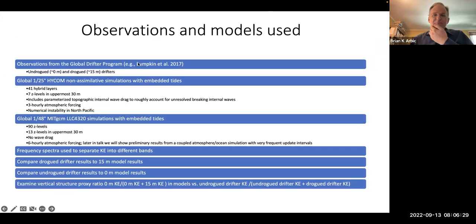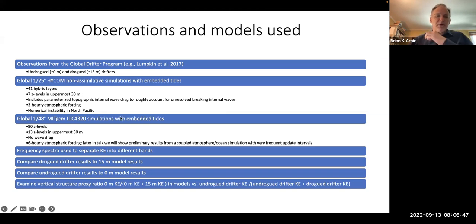Okay, so the observations and models used: we use observations from the Global Drifter Program, undrogued at the surface and drogued at 15 meters. We use two different simulations. Both of them have tides embedded in them.